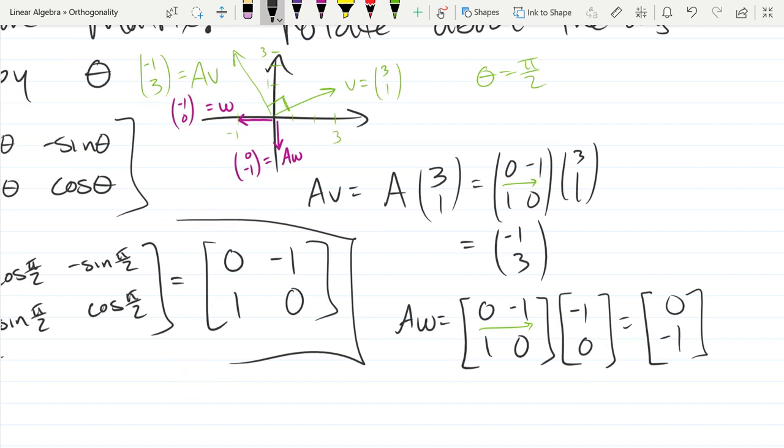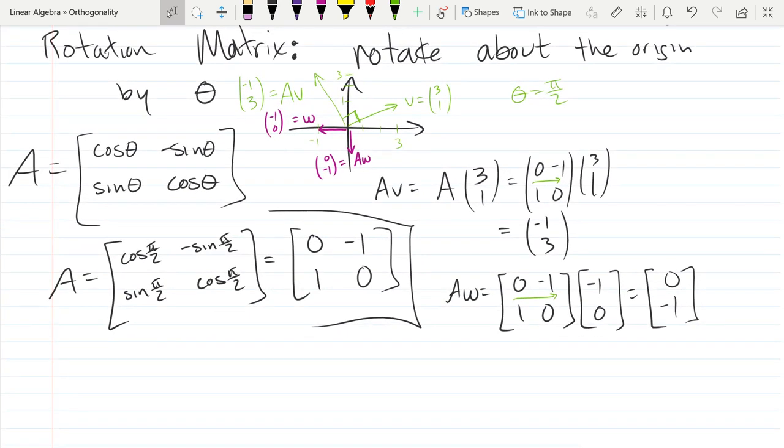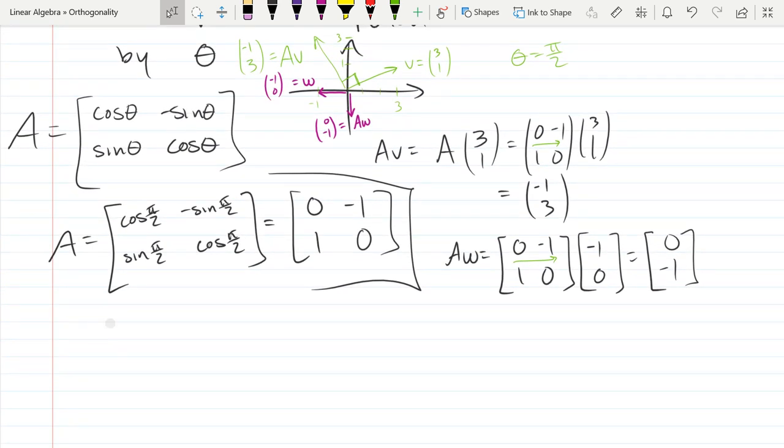All right, all you have to do is just check any basis you want. And if it does what you're thinking it should do to the basis, it'll do it to all the vectors in the space. So if it rotates your basis vectors, it's going to rotate the whole space. All right, so that's a rotation matrix.